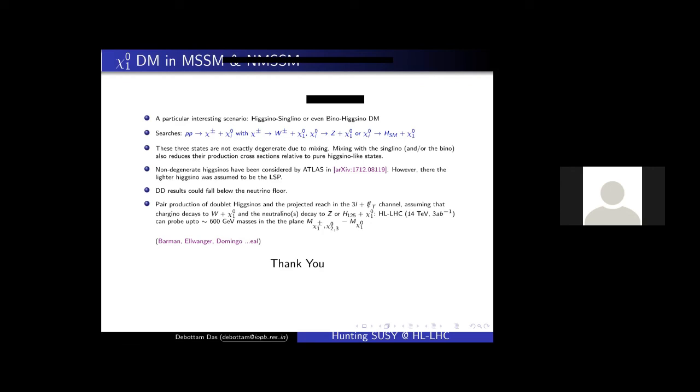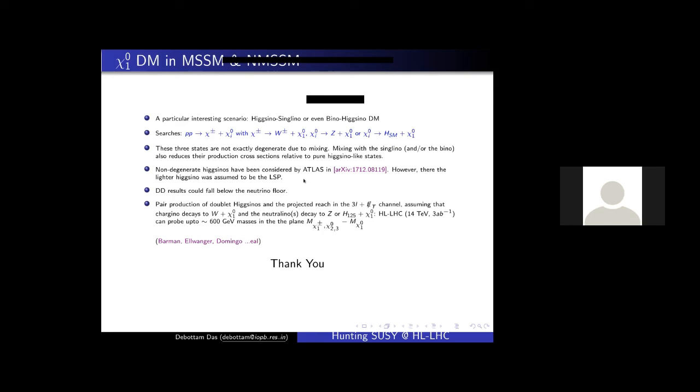This channel also helps to accommodate the current direct detection bound, because the Higgsino does not talk to the Higgs scalar, so naturally the direct detection bound can be evaded. The way it can be probed at the LHC is by trilepton signatures. Also, one important point is that in the NMSSM, the Higgsinos are not entirely degenerate, because of the mixing with the singlinos. This non-degenerate Higgsino case has been considered in ATLAS, but there the lighter Higgsino was assumed to be the LSP.